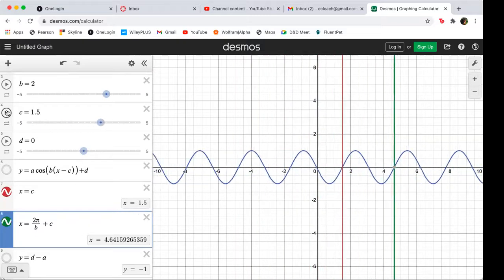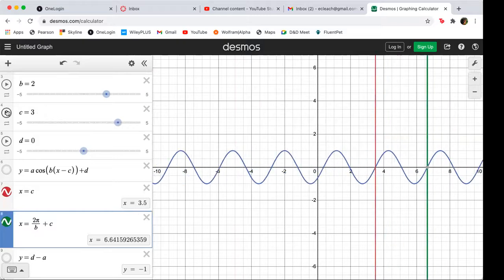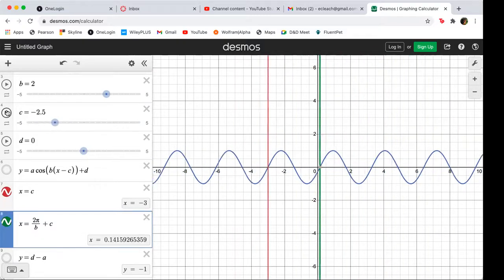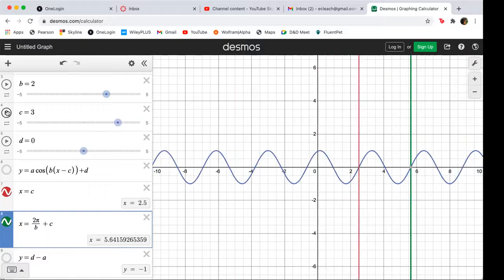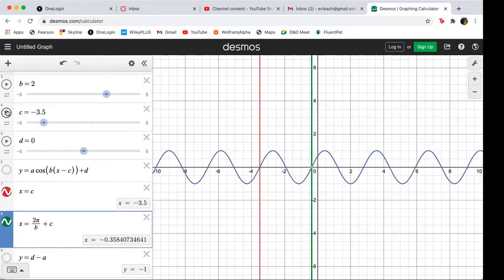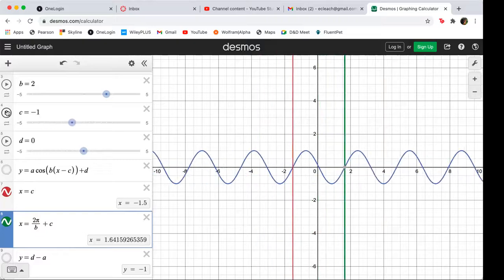I don't know if it's showing up on the audio, but my dog has grabbed his squeaky duck, and he's going to play you the song of his people. And we're just going to be mesmerized by the graph moving back and forth.